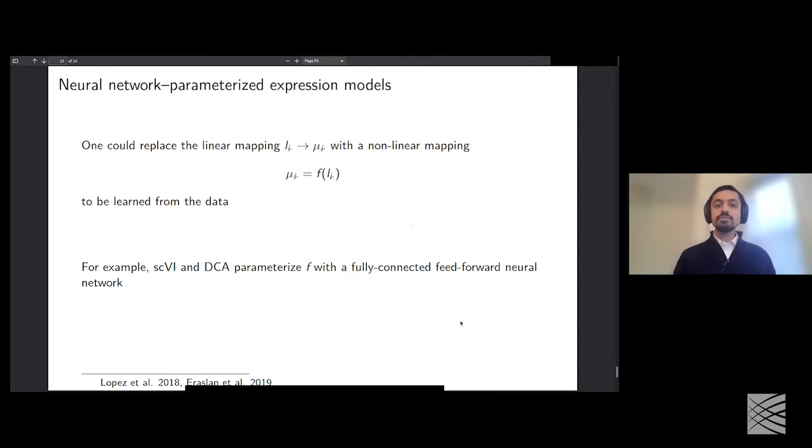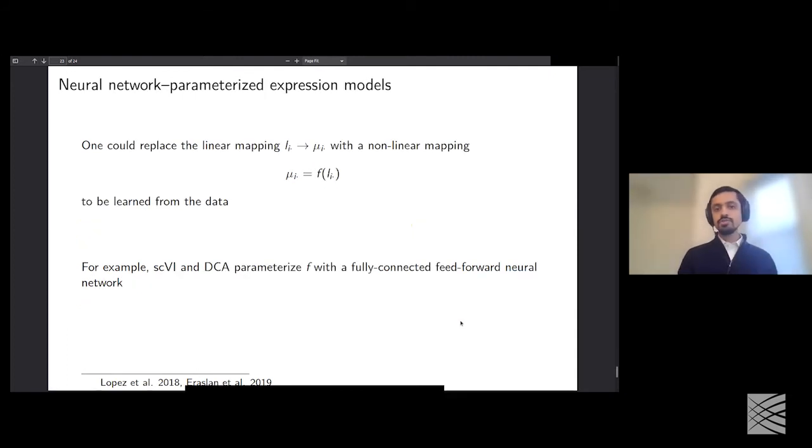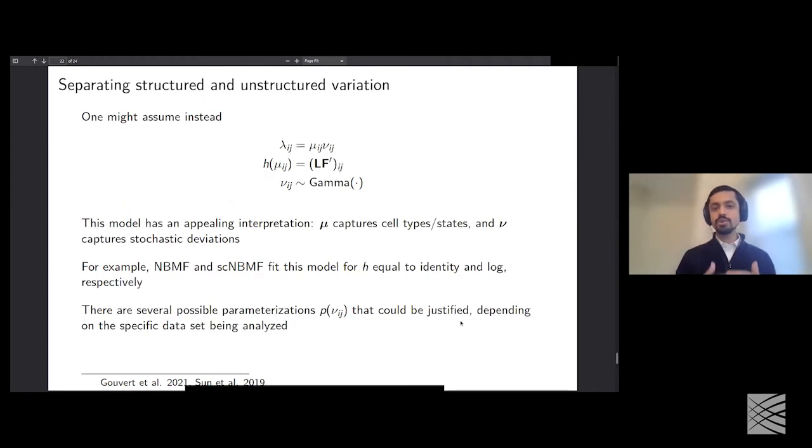What was L here? How does this specialize to what you were doing before? So the Ls, you can think of them as the loadings of the cells on the factors. The way to think about it is that the decoder network, the one that takes an L and produces the mu, takes this latent dimension and then does something to it to produce the mu. And here, what we did is we took that vector L and we multiplied it by the matrix F transpose.